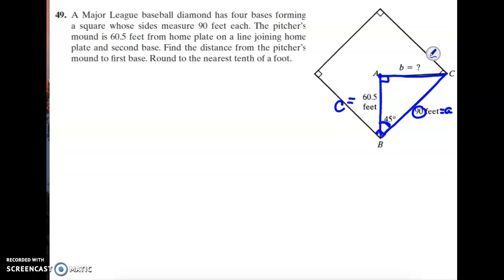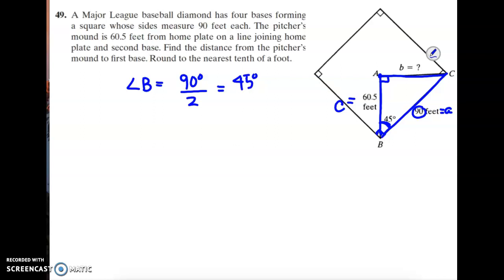So to find this angle right in here, it's 45 degrees. How do you know that? It splits it down the middle. So angle B is 90 degrees divided by 2, or 45. So we're going to be working with this triangle.